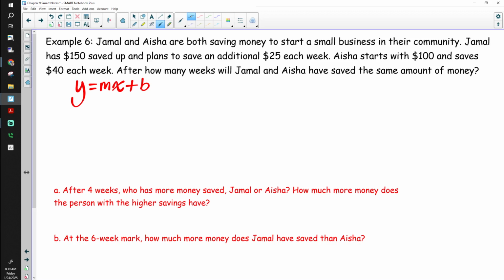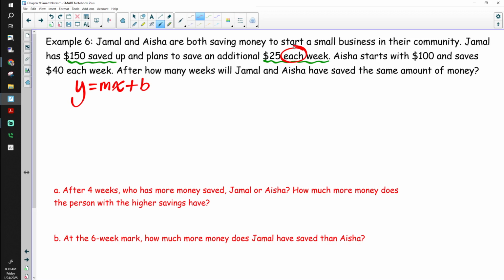Not standard form. These are my favorite because it's easy to figure out what we're writing equations for. One of the equations will be for who? Jamal. We'll have a Jamal equation and we'll have an Asia equation. One for each. Easy peasy. So let's start with Jamal. Jamal has 150 saved up to start. He's going to save $25, keyword, each week.